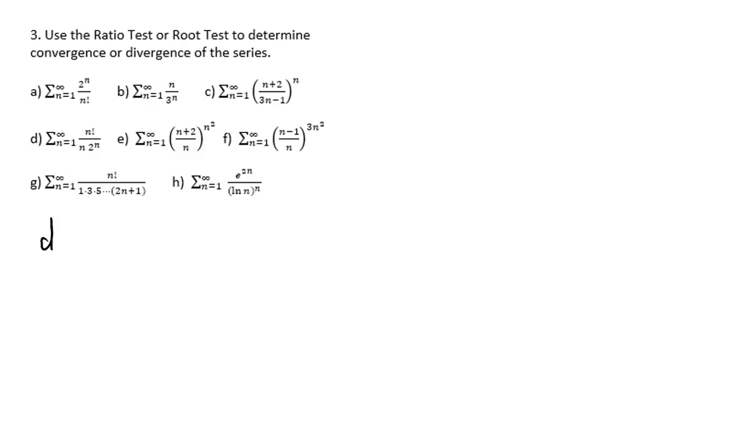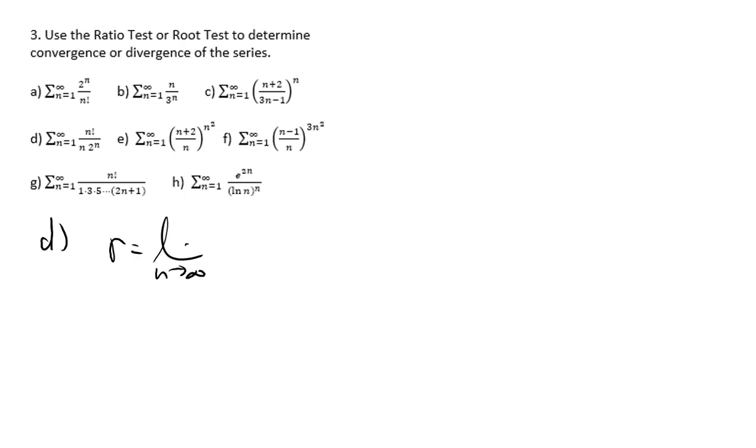Next, D. Oh, I see a factorial, so definitely ratio test. So r is equal to the limit n going to infinity. Well, there are some really strange examples where even with n factorial, you still need to use the root test, but we'll never deal with those. Okay, so for our class, at least, whenever you see n factorial, just go for the ratio test.